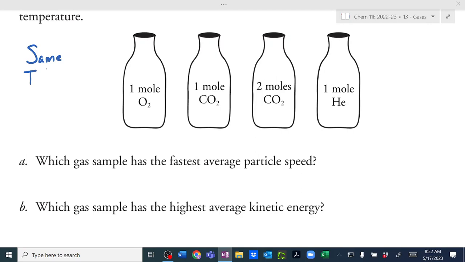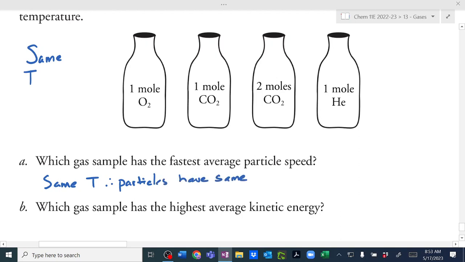Because if we're at the same temperature, the particles have the same kinetic energy. I'm spelling particles with a K. That's all good. Okay, particles have the same kinetic energy, and kinetic energy is equal to 1/2 mv squared. Helium's mass is the smallest, so its velocity must be the greatest.